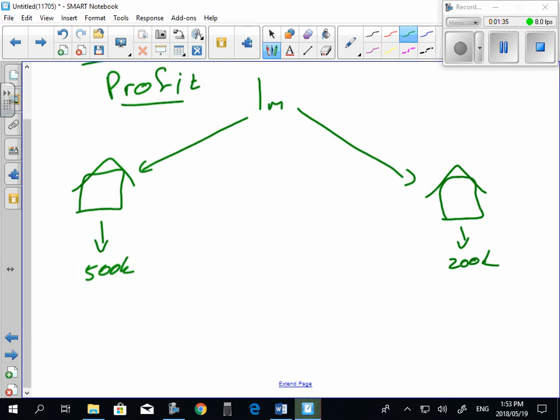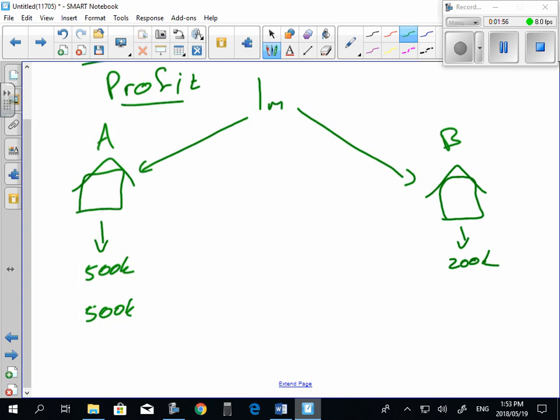So if you wanted to calculate your economic profit for these two businesses, only one of them is making an economic profit: Business A, the ice cream shop. Now, how do we calculate our economic profit? We take the accounting profit, which is 500,000. That's what we're actually making, but we need to subtract the opportunity cost.